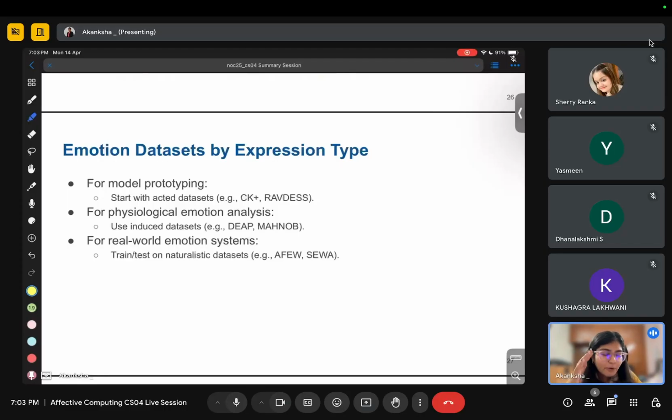Then yeah, different use cases are there for models. So for model prototyping, we start with the acted data sets. ठीक है. Once we have some kind of model, then we can improve the model, we can use some physiological emotion analysis. उसके लिए we can use induced data sets. ठीक है. Like to observe what brain changes are happening when I see a scary video. ठीक है. Third is for real world emotion systems. We train and test on naturalistic data sets. So there are some examples as well.